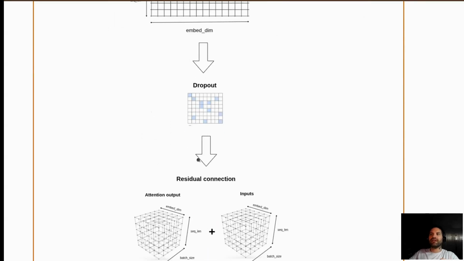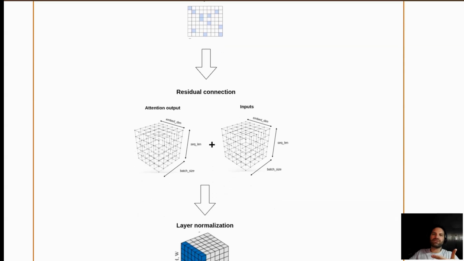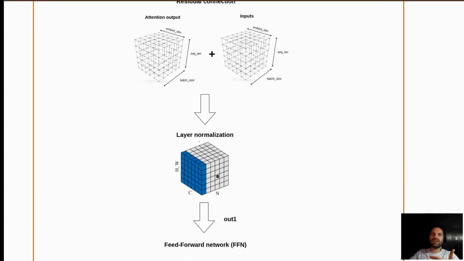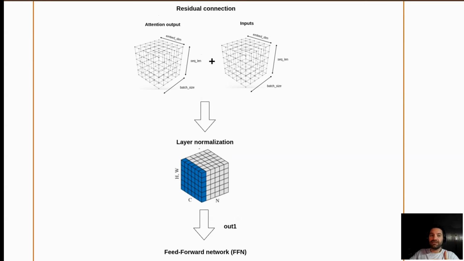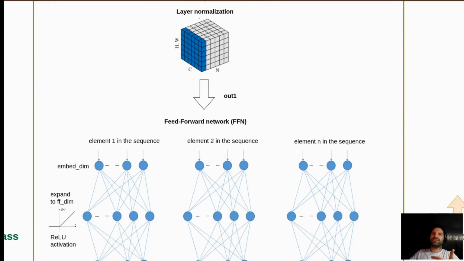After this, we are going to apply another dropout. We apply the residual connection. Actually, the residual connection adds the original embedding back to the attention output. So we are going to give it back a little more information about the inputs. This ensures that crucial information isn't lost. Then layer normalization standardizes the vector to have a stable distribution, significantly helping with the training stability. And after this, we get an output that we are going to enter into the feed-forward network, also called FFN.